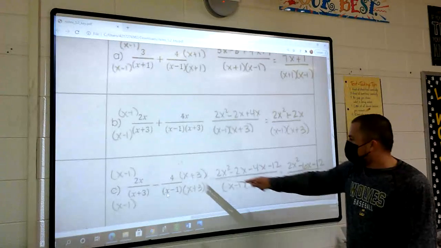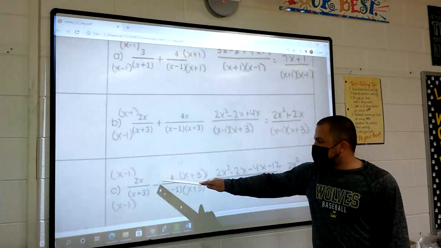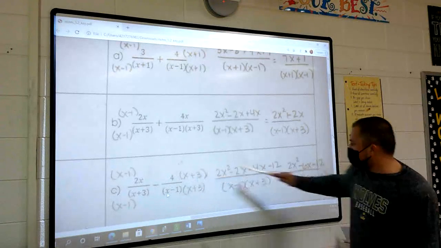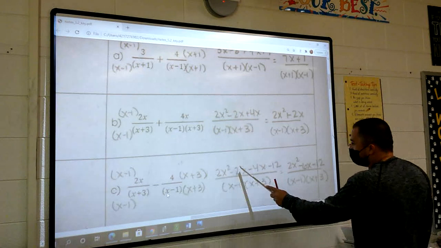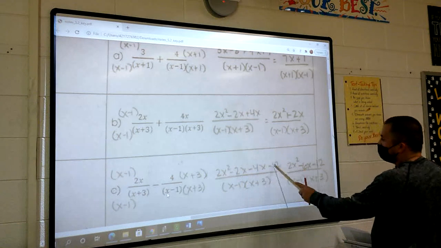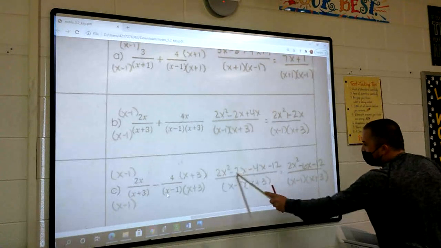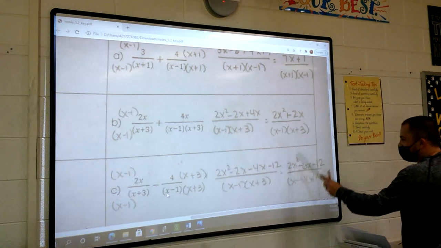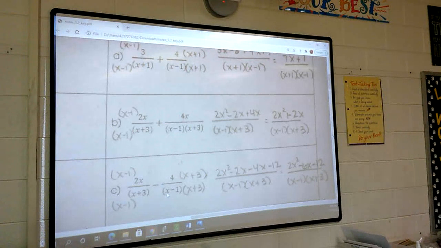Negative 4 times x is negative 4x, and negative 4 times 3 is negative 12. So that's how you get those numbers. And we want to just simplify. So 2x squared minus 2x minus 4x minus 12. So we can do 2x squared, and we can simplify the x's. A negative 2x minus 4x is negative 6x. So we have 2x squared minus 6x minus 12 over our least common denominator.